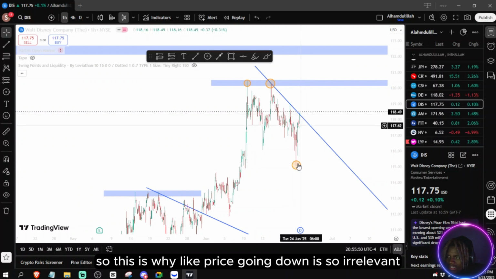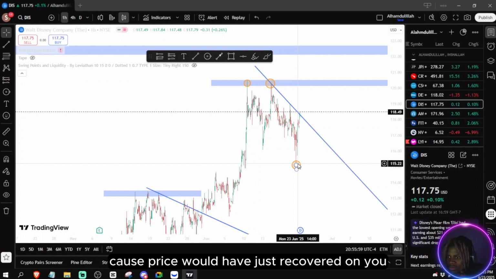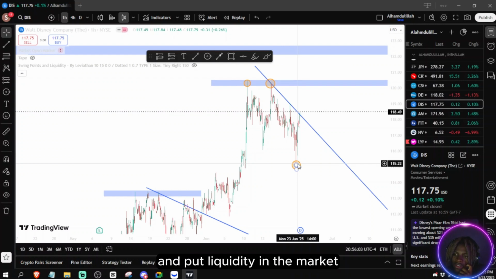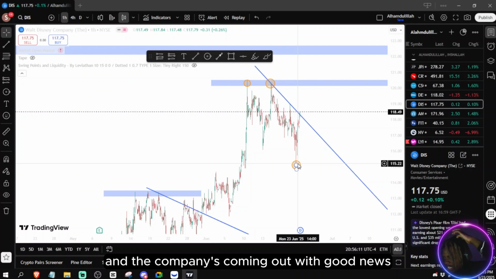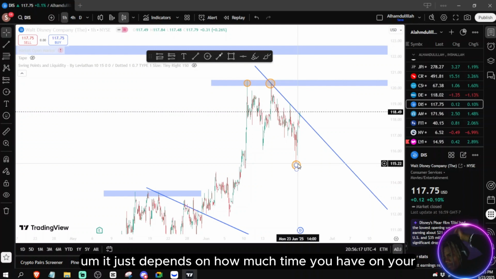So this is why price going down is so irrelevant. It's so stupid. And if you would have closed your calls, say for example, you would have just felt stupid because price would have just recovered on you. So that's why I think stuff is meant to literally just fake people out and put liquidity in the market. Because if you hold and you just sit on these trades, eventually take profit. We'll get here, inshallah. Especially when you're not shorting and the company's coming out with good news, your take profit is almost inevitable. It just depends on how much time you have on your contract.